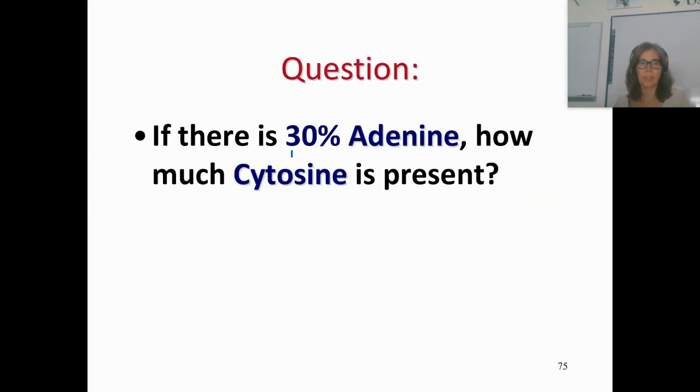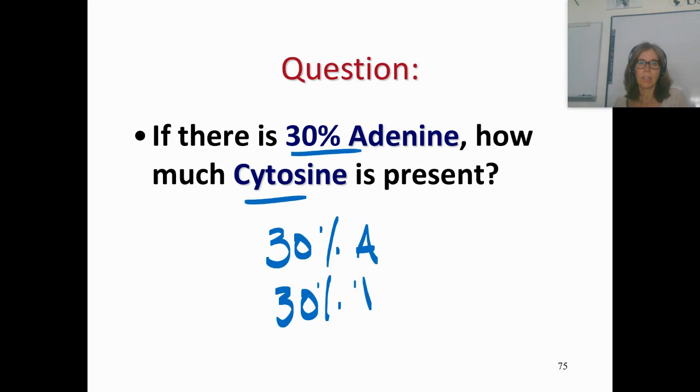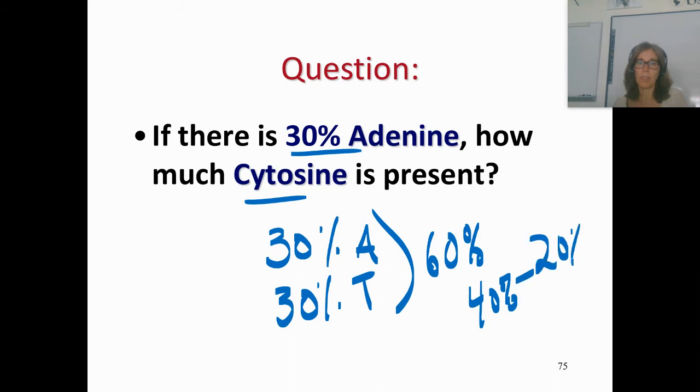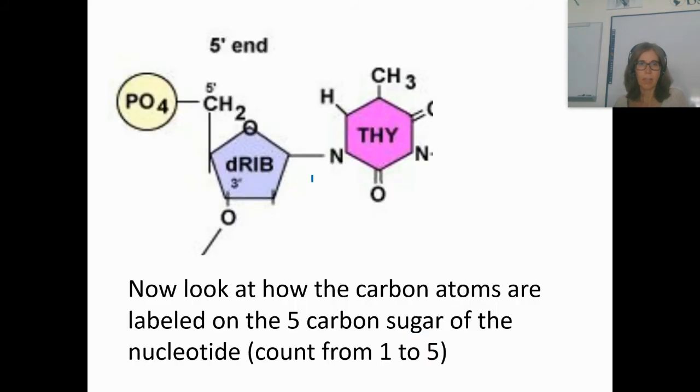Sorry, this was a few minutes ago. So if there's 30% adenine, how much cytosine is there? Well, 30% in a double-stranded DNA sample. If there's 30% A, then that means there's 30% T, which means 60% A's and T's, which means there's got to be 40% C's and G's, which means 20% G and 20% C. Did I do that right? Yeah, 60, yeah, 20%. Yay.